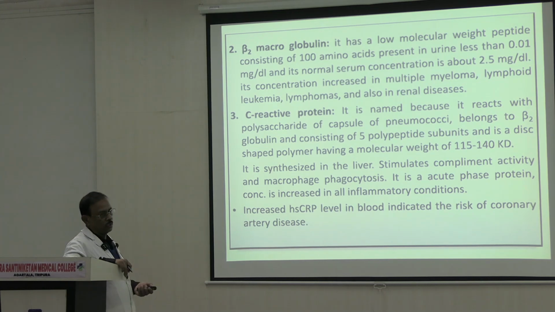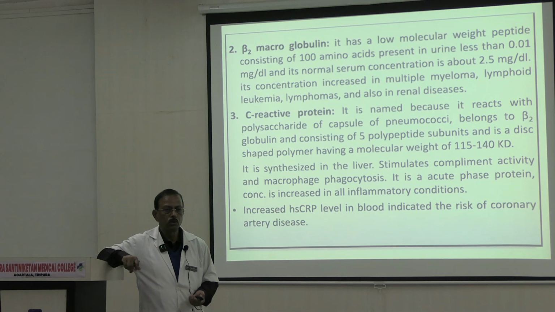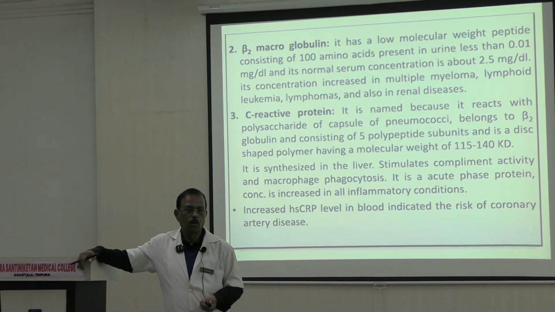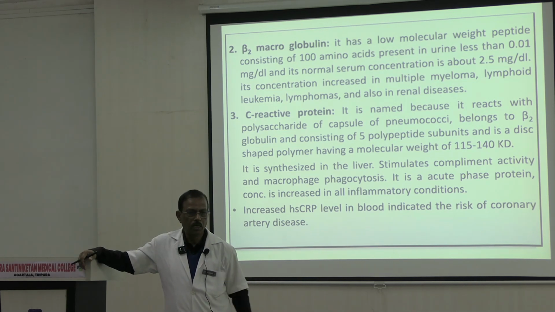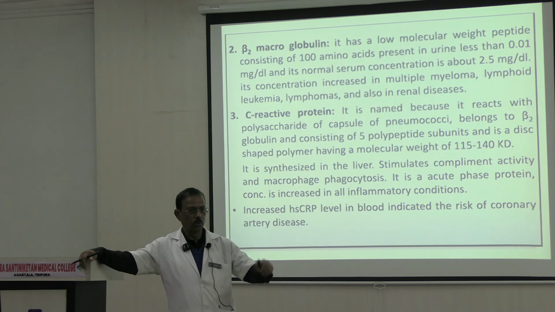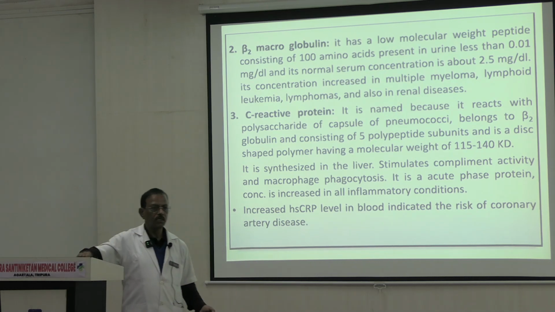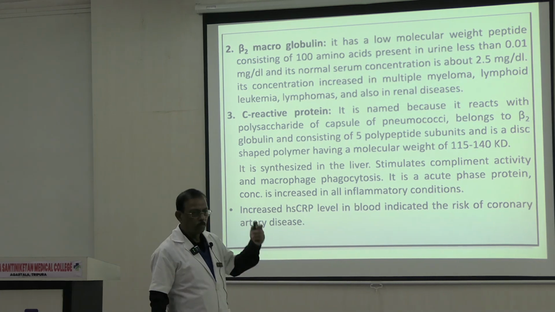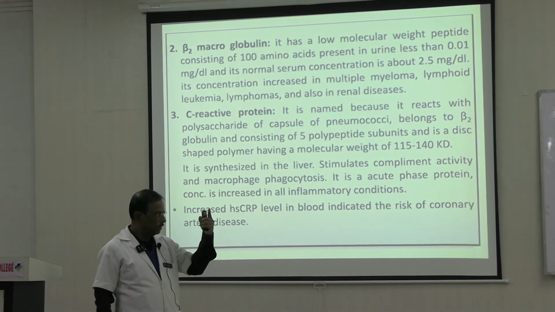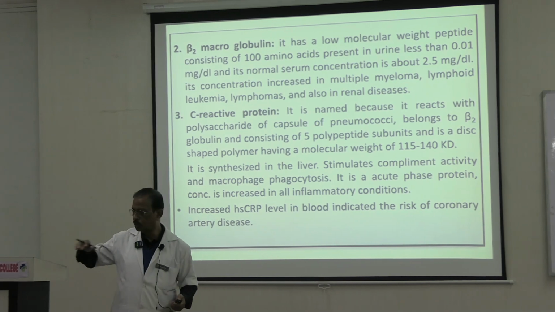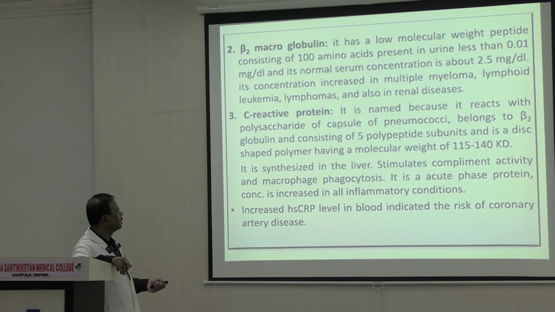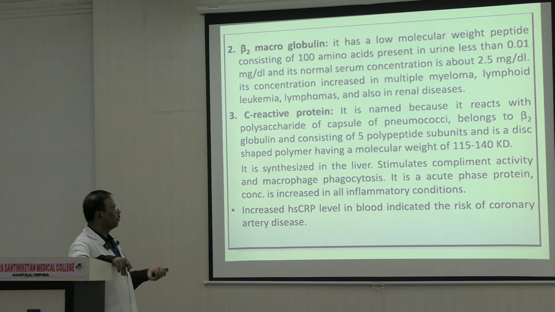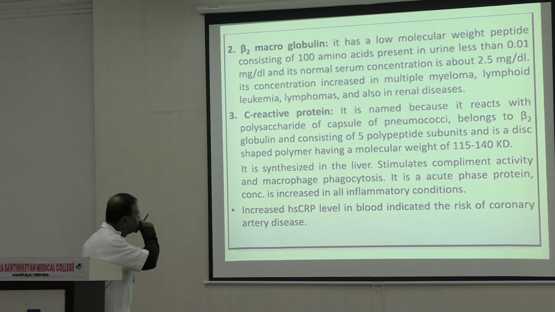C-reactive protein, very important. We estimate it in day-to-day practice, in a baby or an adult, or after surgery, to see the progress of the healing of the wound. If there is infection, it will go up. If a baby is having pneumonia, it will go up. So after giving the treatment, if it goes down, that means the patient is responding. C-reactive protein is called so because it reacts with the capsular protein of the pneumococci.